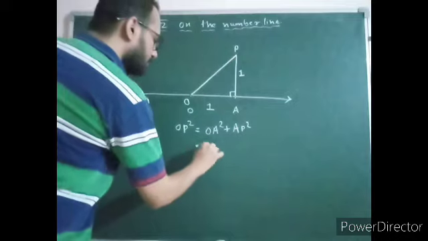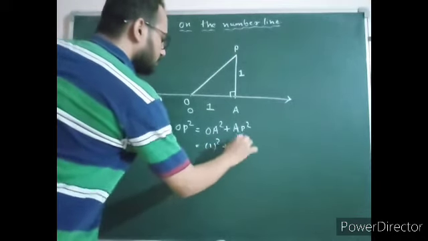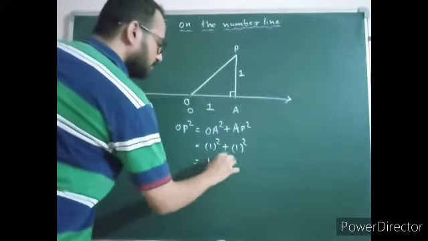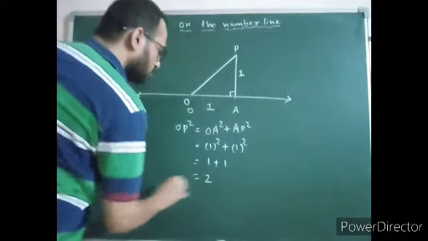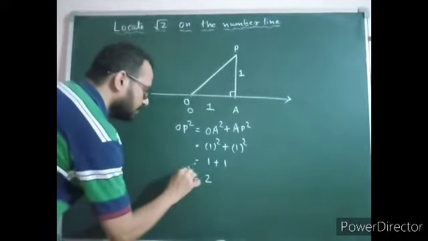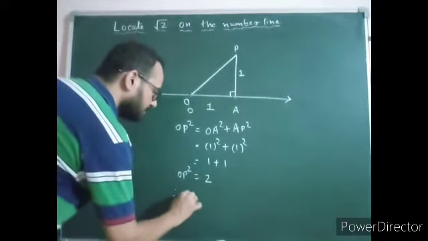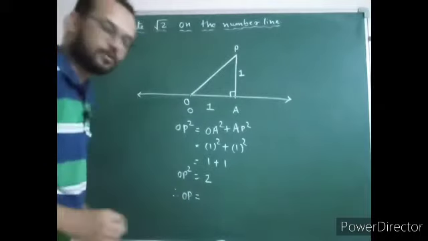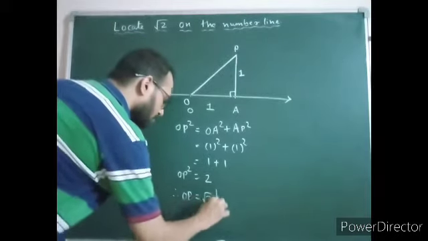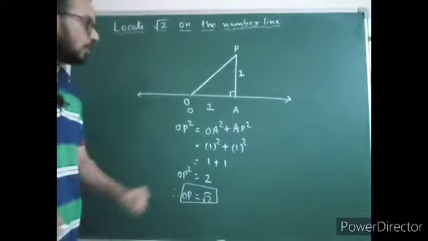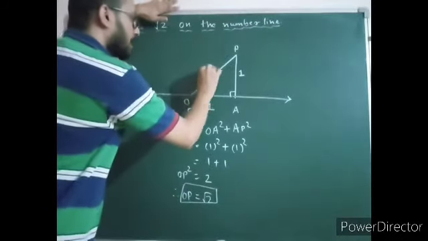Here OA is 1, therefore 1 square plus 1 square. 1 square is 1 plus 1 square is 1. 1 plus 1 is 2. So we got OP square equals 2. Therefore we get OP equals square root of 2. Square root of 2, this is the length of OP, the hypotenuse.